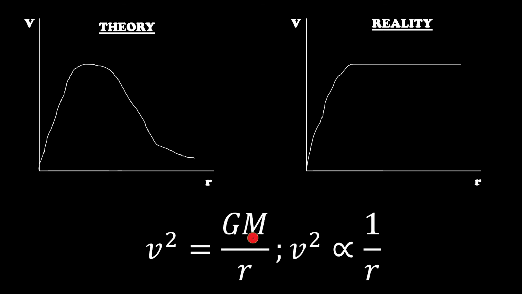So for this graph, which is shown here, what we are saying is that M over r is a constant in order for the orbital speed to be constant, which is very interesting. So what is M in this instance? M is the mass contained within the orbit of any given star.